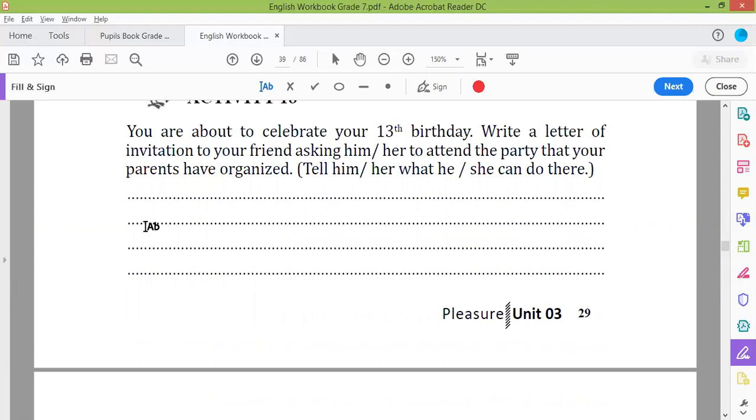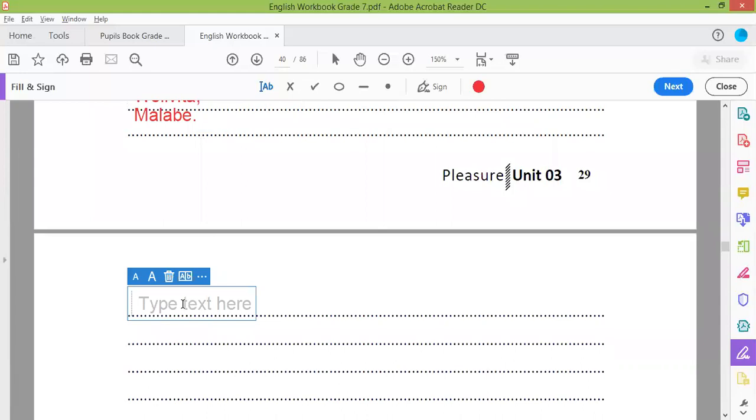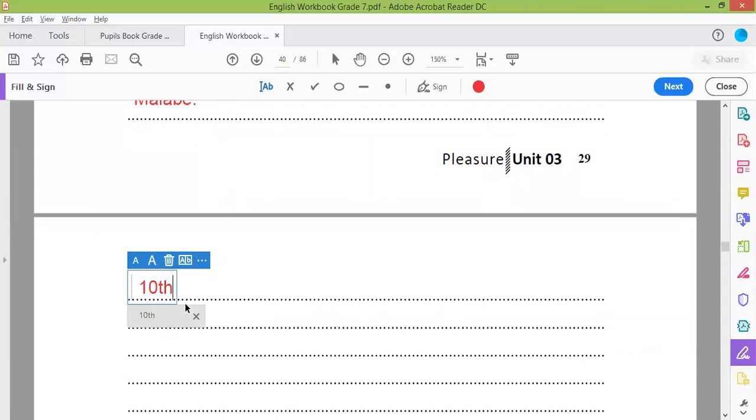I think for the address and everything, we will use this one. Here, you have to write your address. Let's say it's 465/85/2, Malabe. Okay. This is the address. You need to first write the address. Then, after you write the address, you leave a line and write the date today. Today is 10th June 2020. When you write these ordinal numbers, you need to write this TH in small letters above here, right?